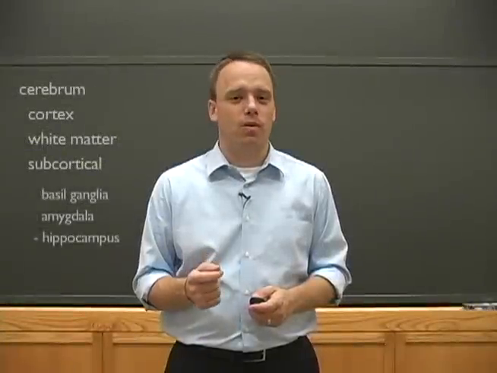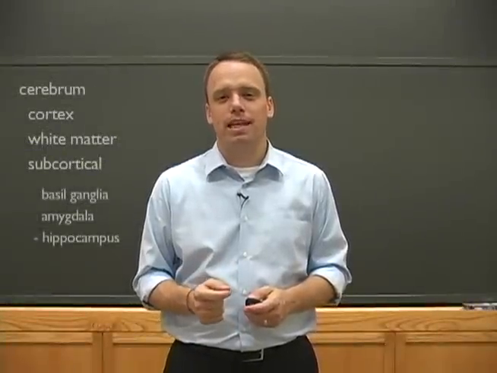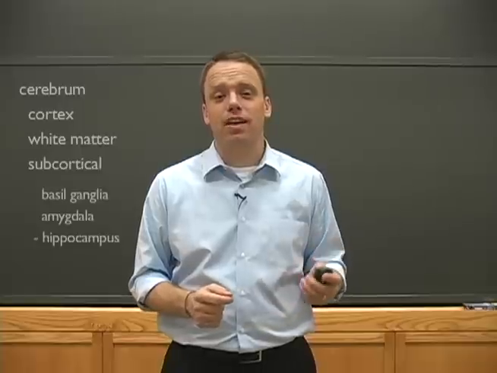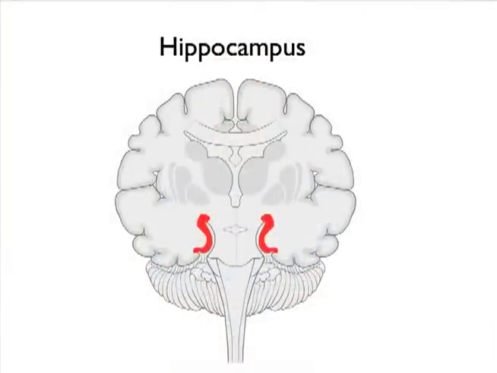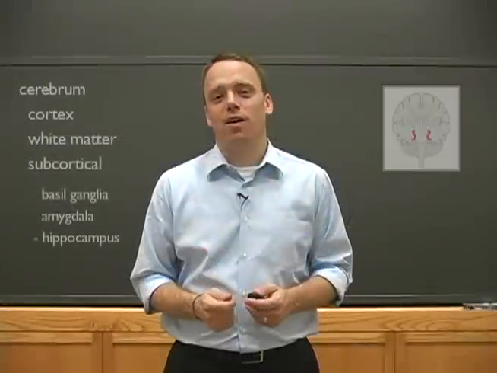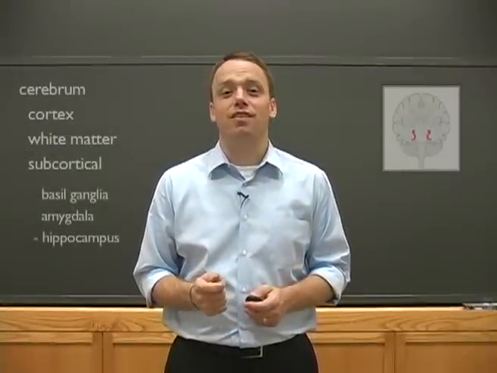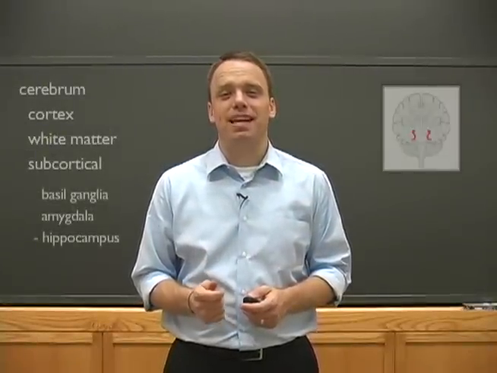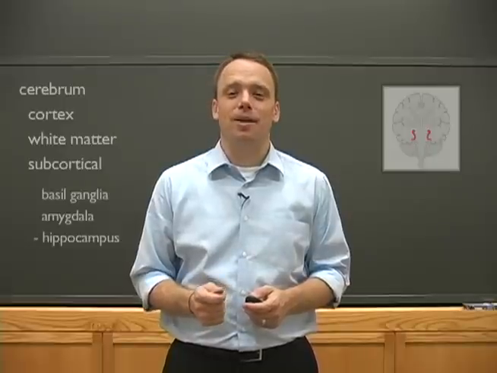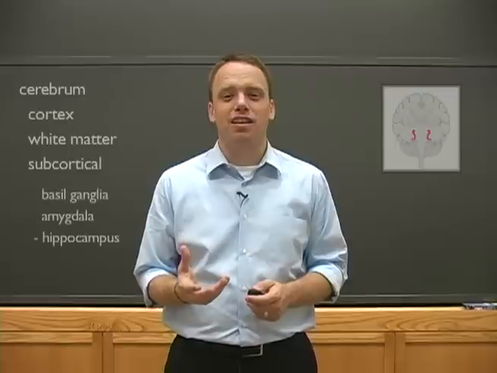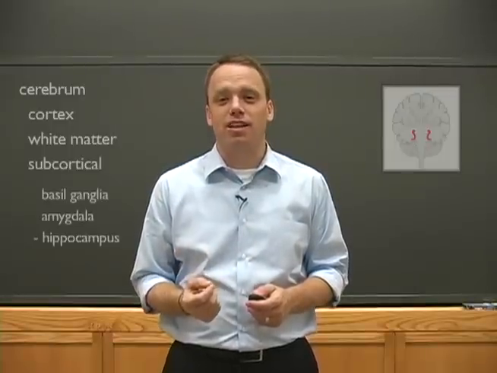A third important subcortical structure in the cerebrum is the hippocampus. Now again, like the amygdala and like the basal ganglia, the hippocampus actually exists as a paired structure with one in the left hemisphere and one in the right hemisphere. Most of what we know about the role of the hippocampus in memory formation comes from the study of one patient, the famous HM.